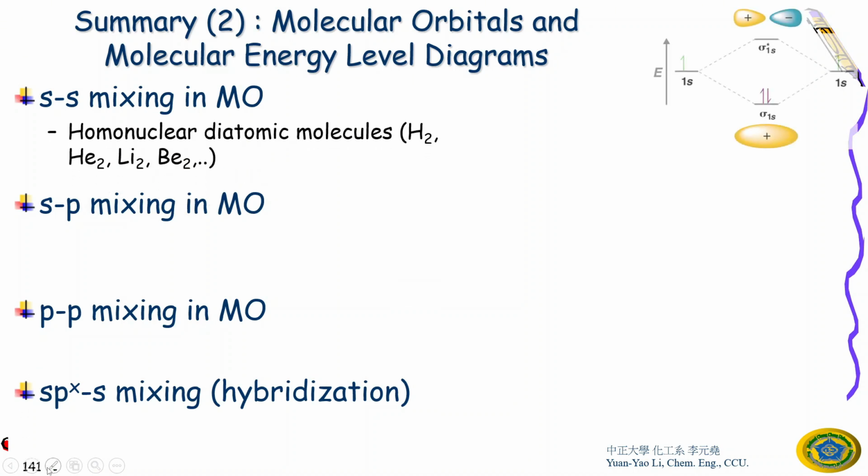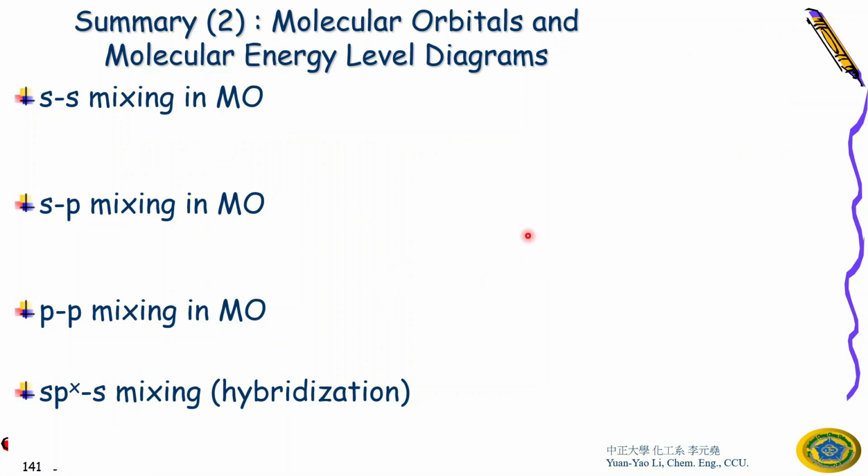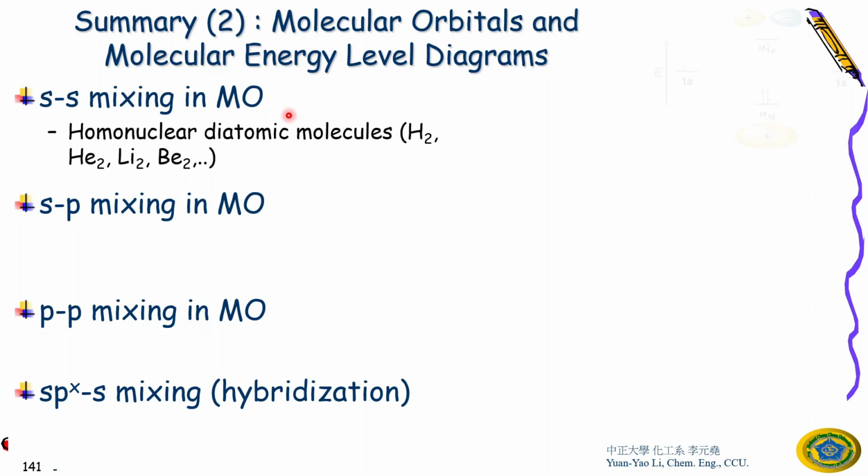Now, we can divide the molecular orbitals and the molecular energy level diagrams into 4 parts. The first part we learned is s-s mixing in molecular orbitals, which I just showed you. For example, hydrogen, helium molecules, lithium molecules, and beryllium molecules. So they follow s and s mixing in molecular orbitals. This is the shape. This is the energy level diagram.